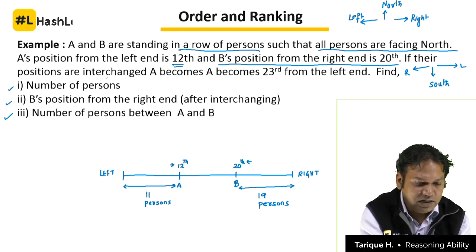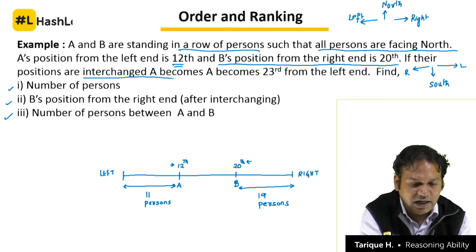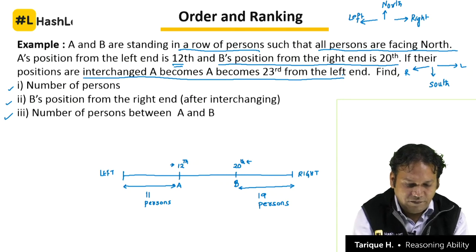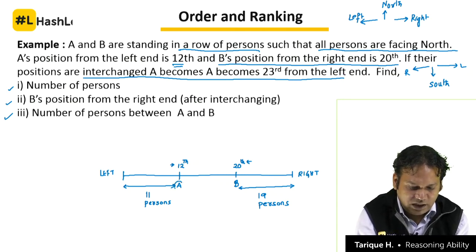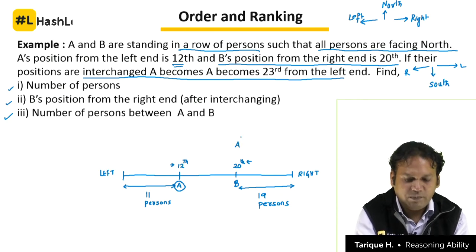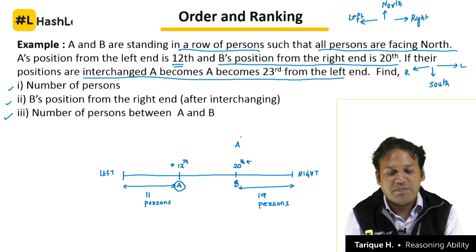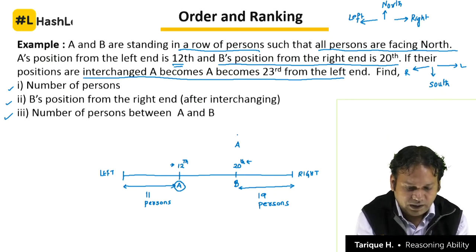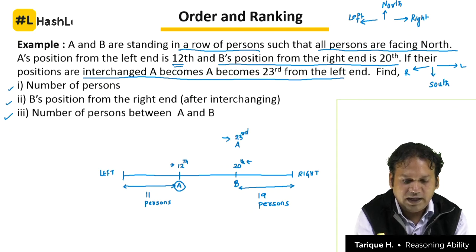if their positions are interchanged, A becomes 23rd from left end. So if I place A, who is right now 12 from the left end, in the position of B, so if I make A stand in B's position, the rank of A is changing. A becomes 23rd from the left end.